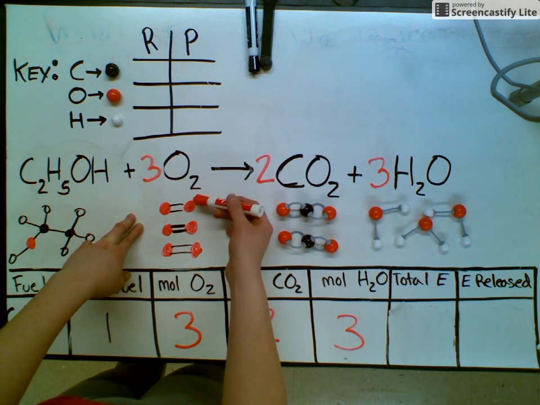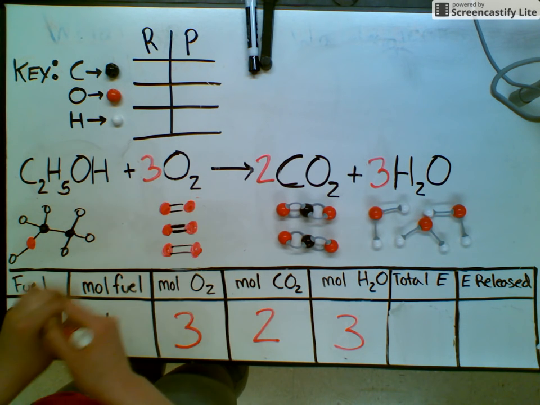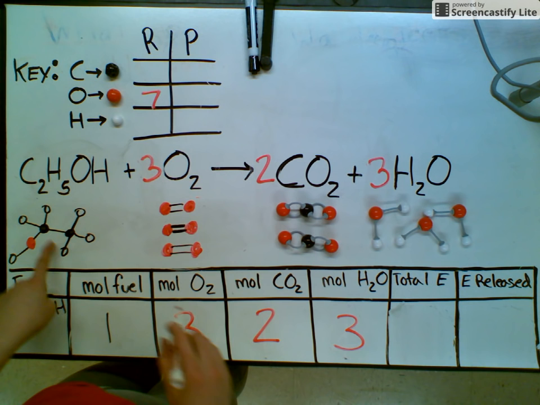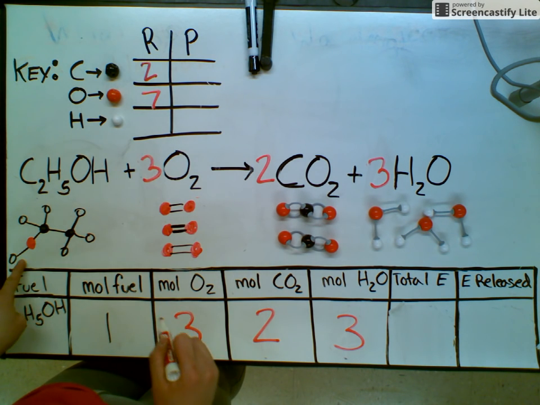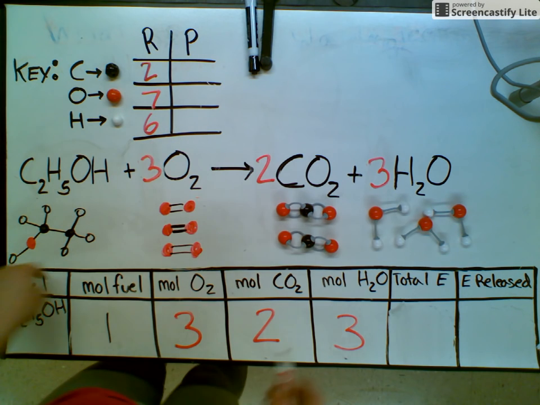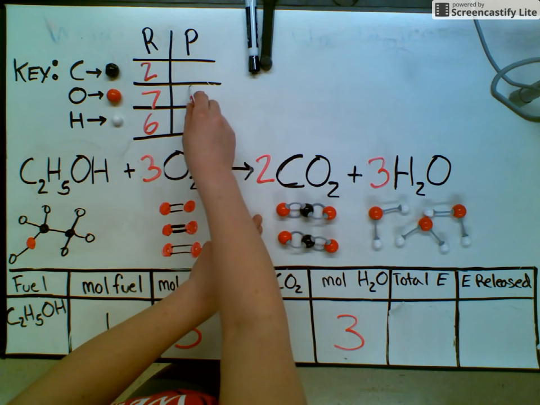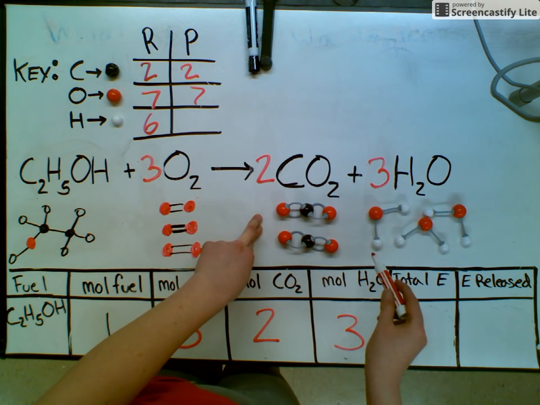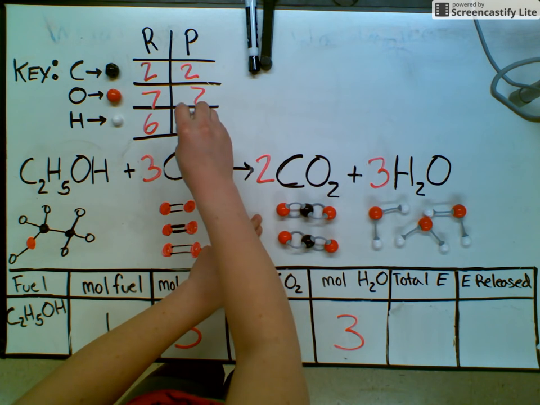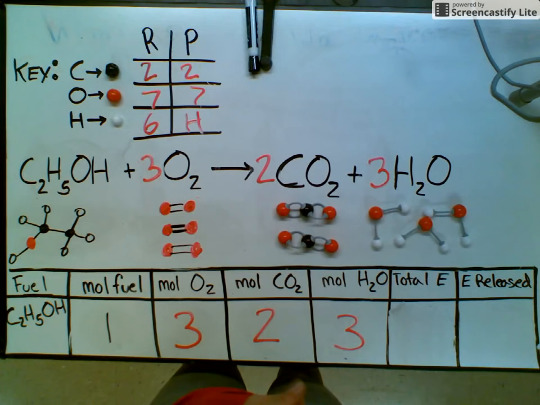So for instance, you can see here we've got 1, 2, 3, 4, 5, 6, 7 oxygens over here. We've got only 2 carbons, and we've got 6 hydrogens. If you look over to the product side, we have 1, 2, 3, 4, 5, 6, 7 oxygens, 2 carbons, and of course 6 hydrogens. So if it's easier to just balance these at first, that's fine.